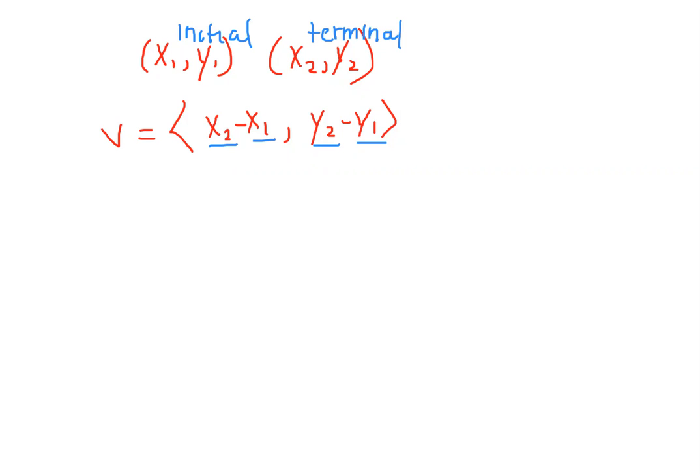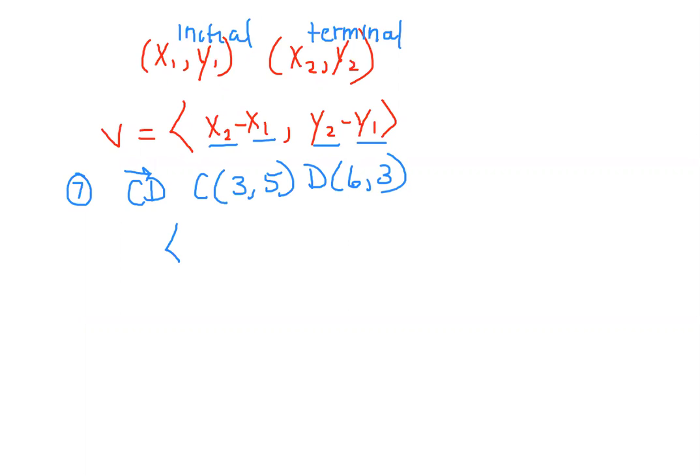So let's look at number 7. We've got CD, with C being 3, 5 and D being 6, 3. And we want to put this in component form. So that's going to be 6 minus 3, 3 minus 5, which is 3, negative 2.